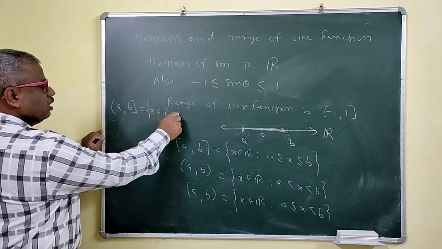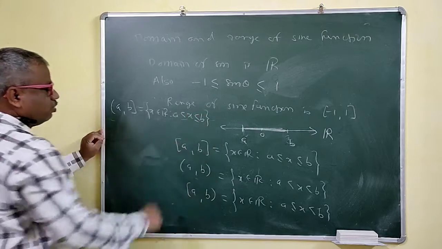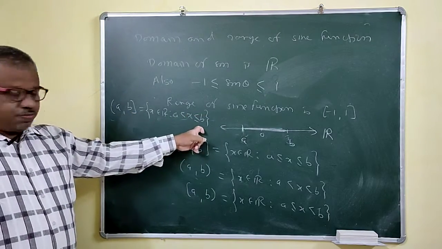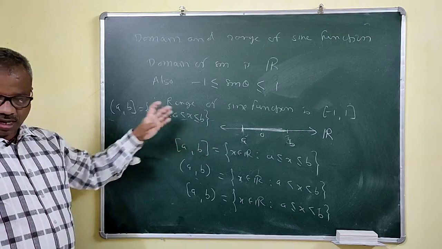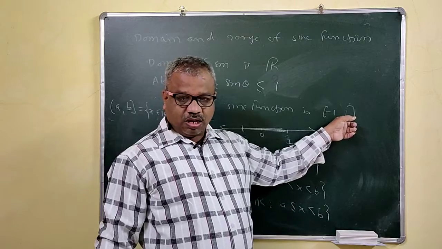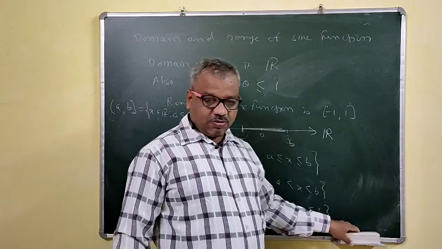x belongs to R such that a is strictly less than x, less than or equal to b, because you are considering b now. B is included. These are the four types of the set. That means this is minus 1. All the values of sin theta lie between minus 1 and 1. This is the range of sin theta.